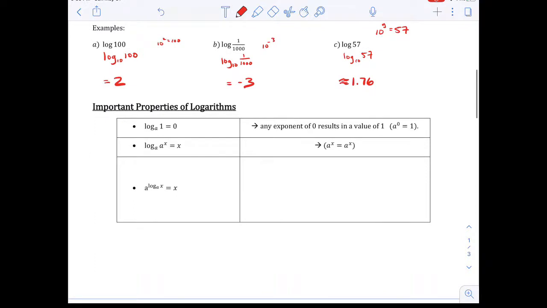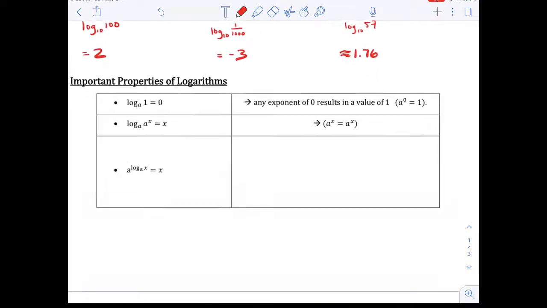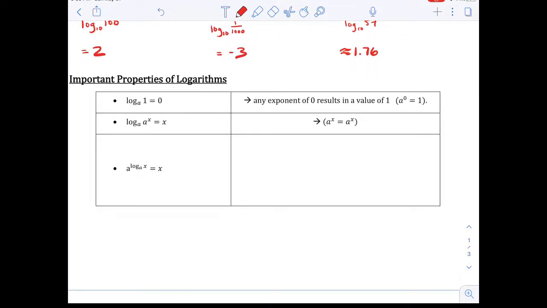Important properties of logs. So, if we have log_a 1 is equal to 0, any exponent of 0 results in a value of 1. Why? Because essentially, this is saying a to the power of 0 is equal to 1. And that makes sense. Next one.